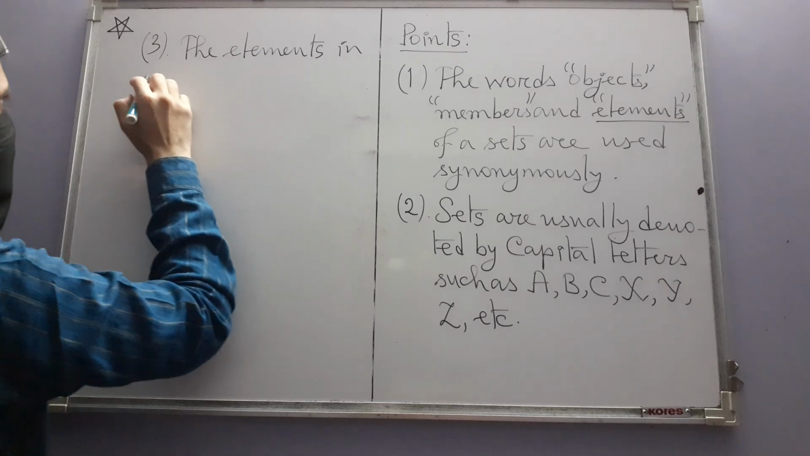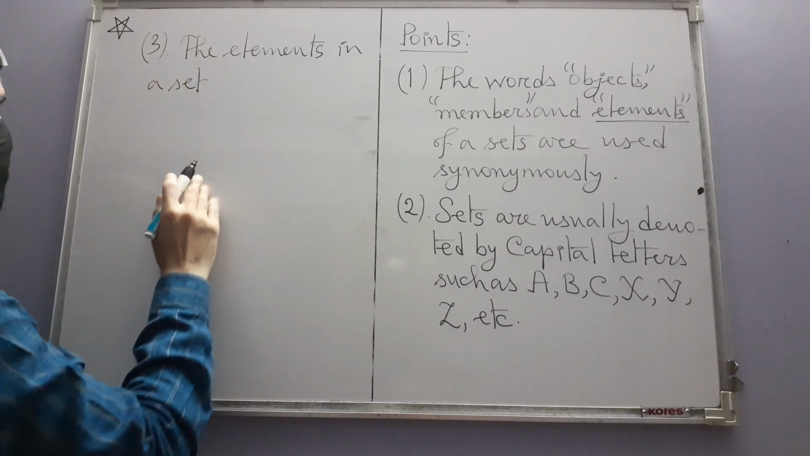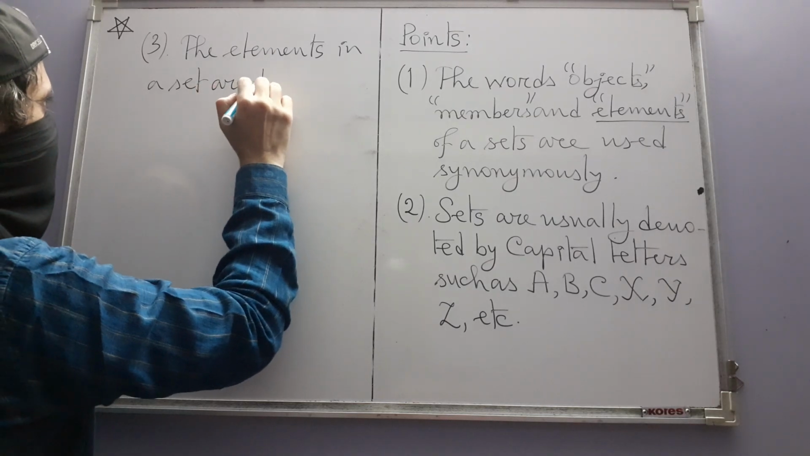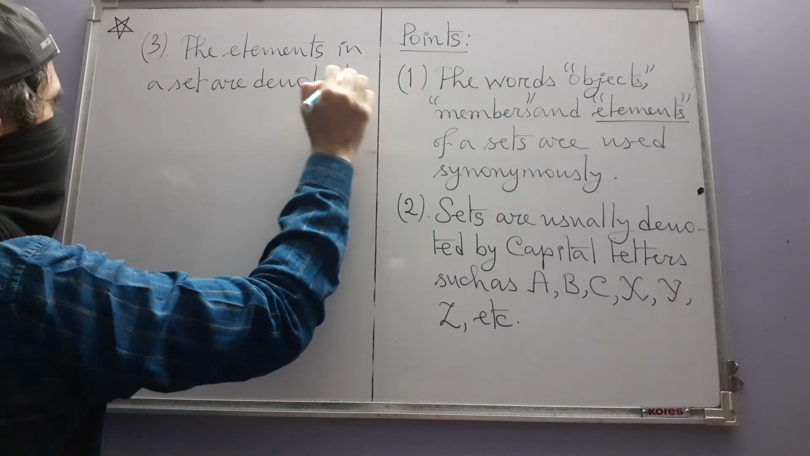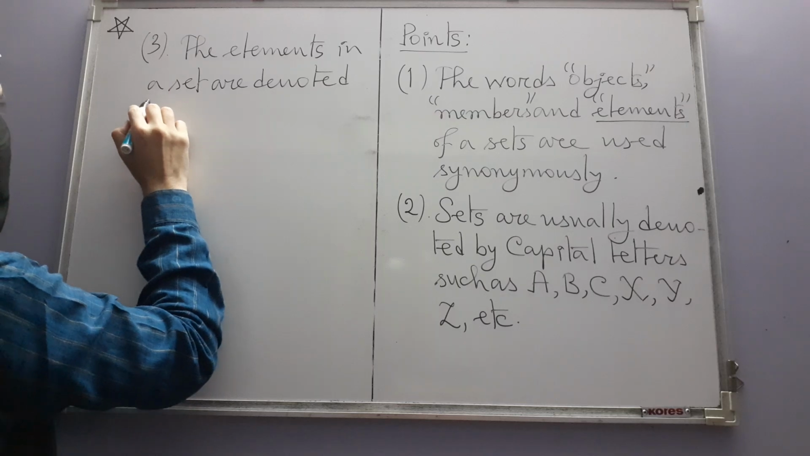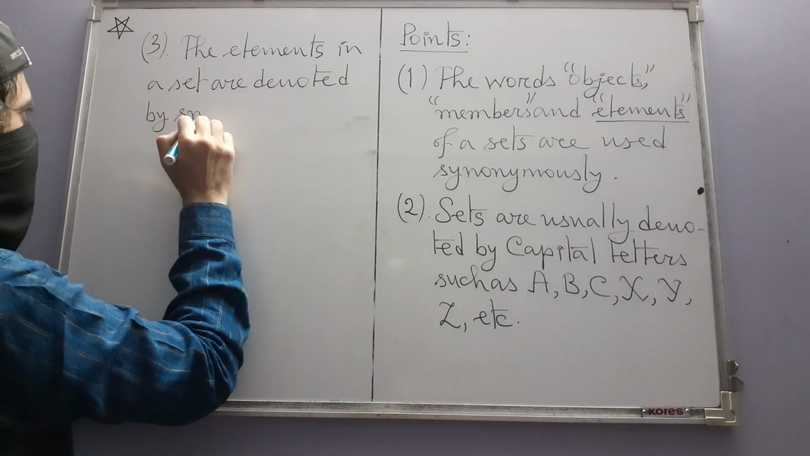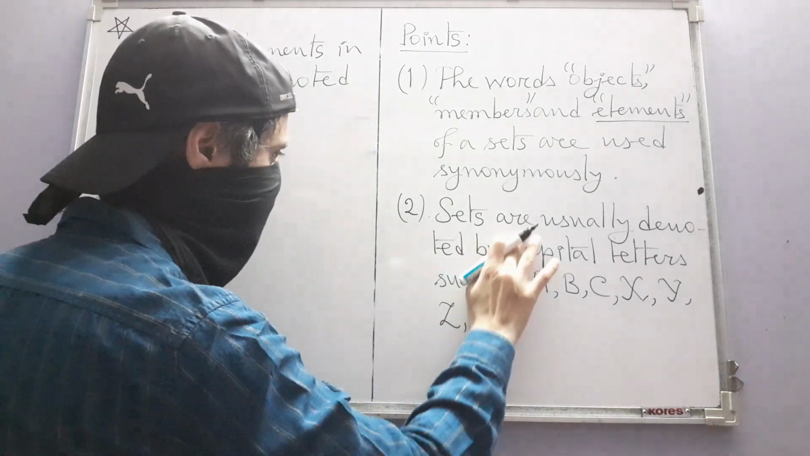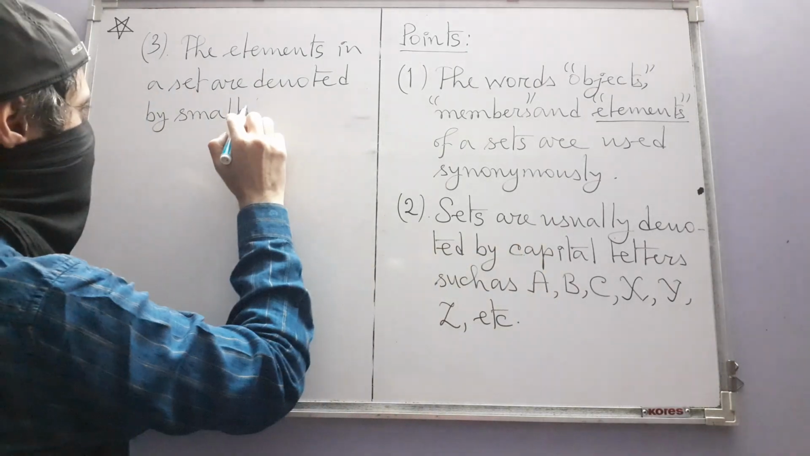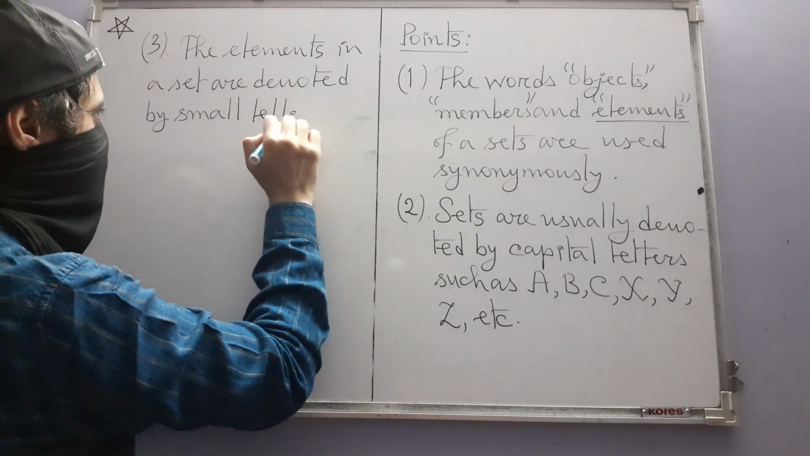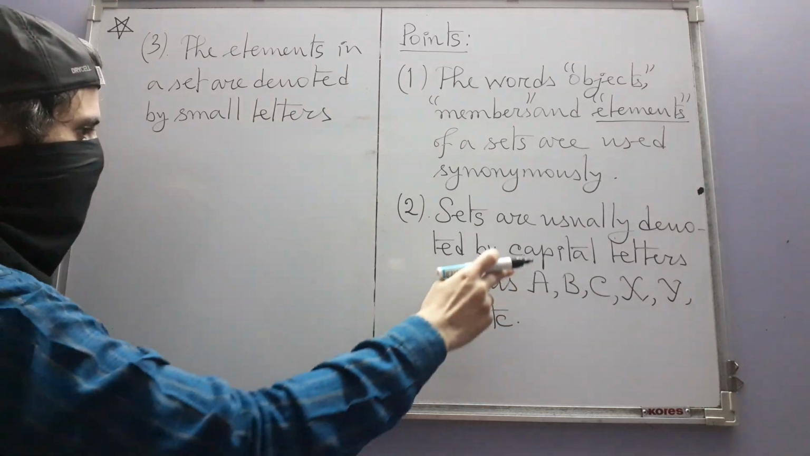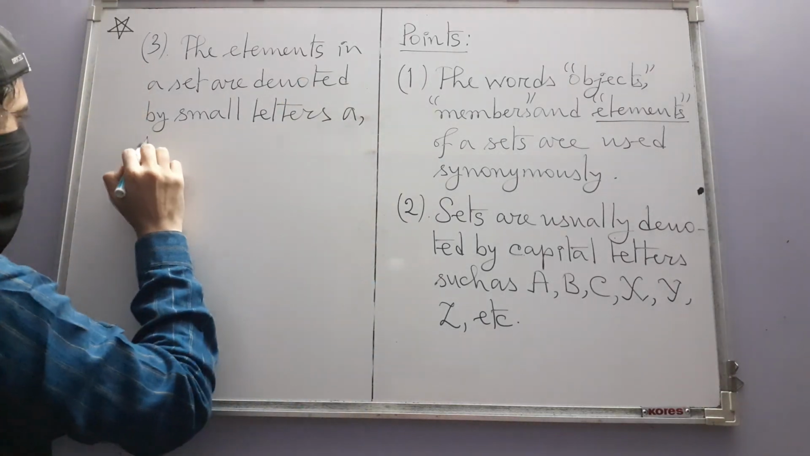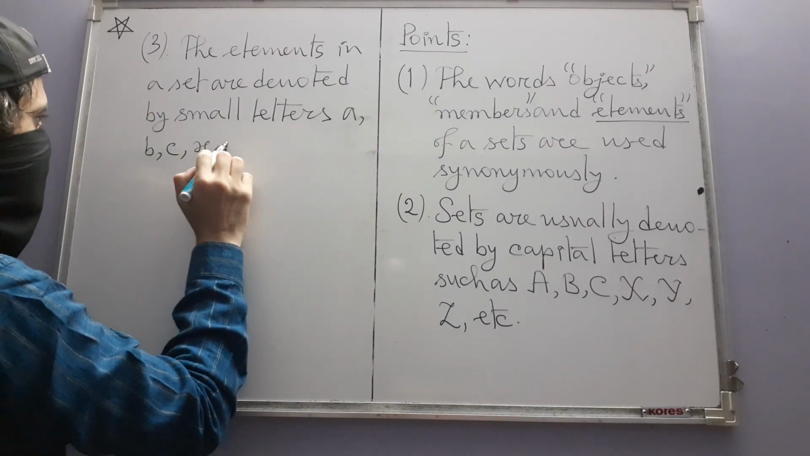The elements in a set, or the elements of a set, same thing, same meaning, are denoted or written by small letters. Sets are written with capital letters: A, B, C, X, Y, Z, etc.